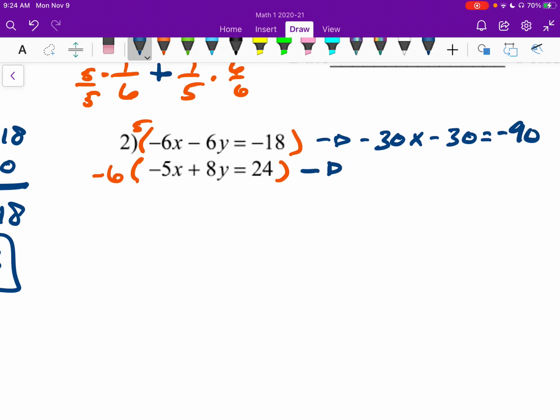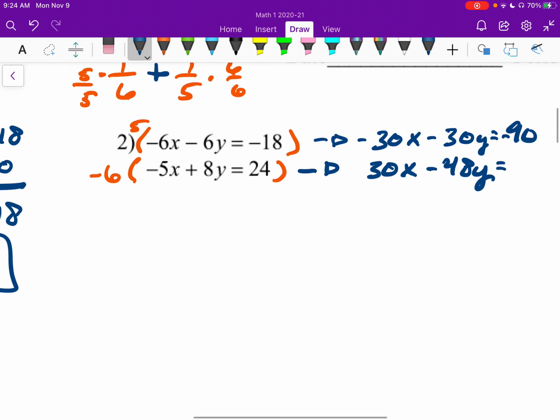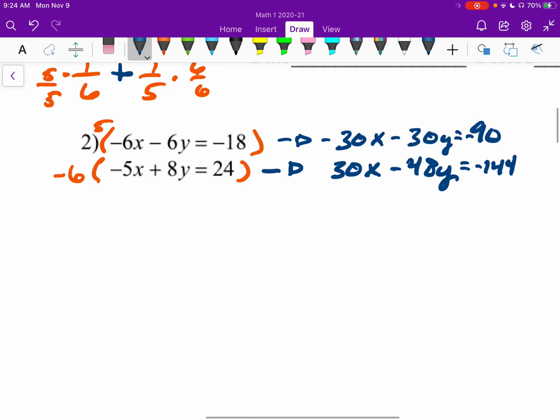The bottom one, I multiply by negative 6, I get a positive 30x. I get a negative 6 times 8 is negative 48y. Oop, I forgot to write a y in the top one. There it is. And then negative 6 times 24 gives me a negative 144. So I know that these numbers get kind of big, but as long as we have a calculator near, it should be just as easy. We look at our x's here. We have a negative 30x and a positive 30x. We can add those together and they go away.